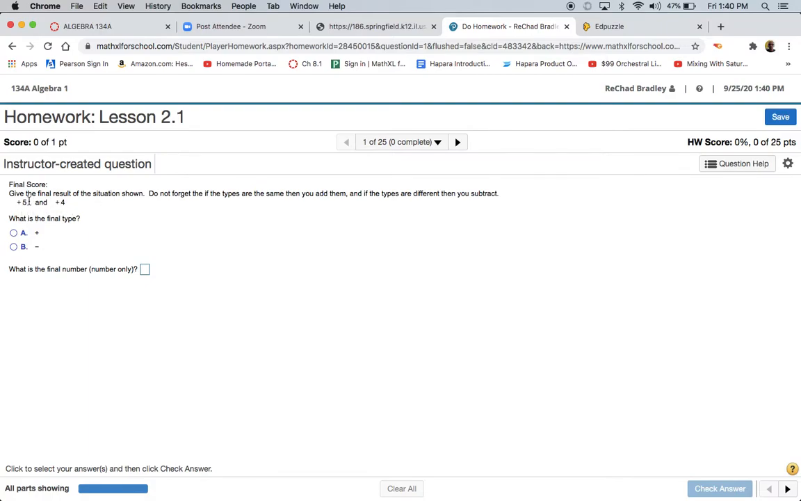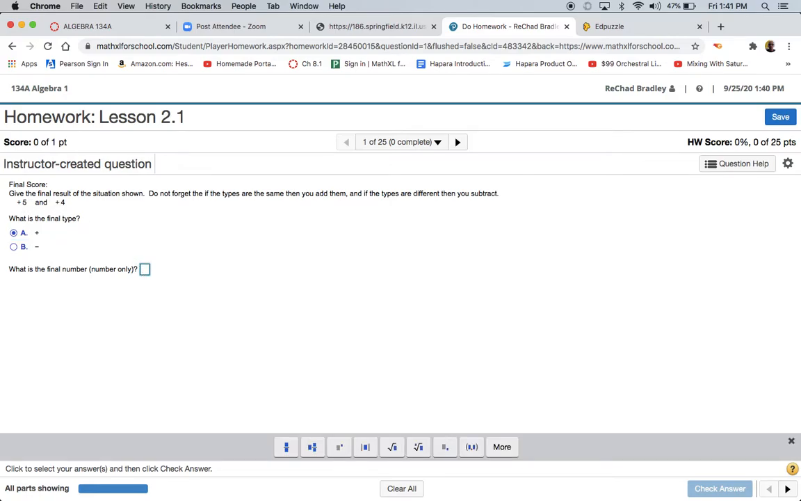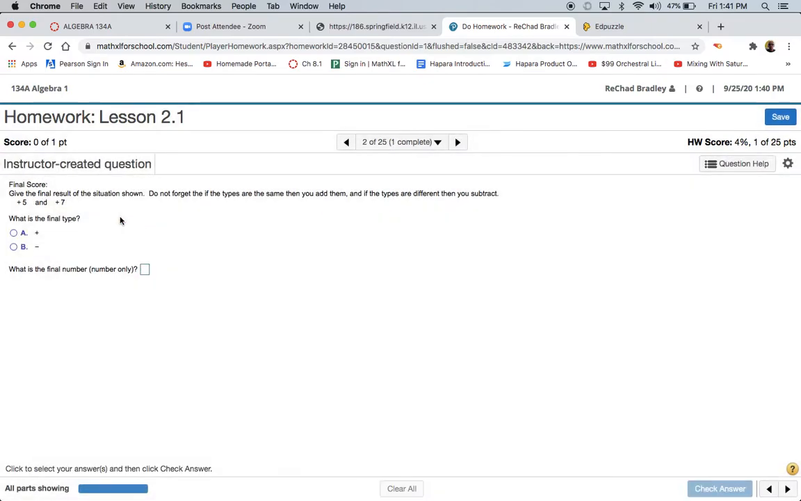Both of these are working together. They're both positive, so the color should be positive. And because they're working together, we should have 9 of them. Same as the red and black game, you just go ahead and add and subtract.